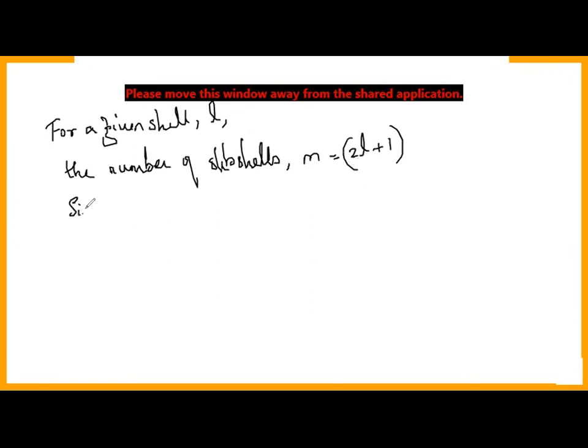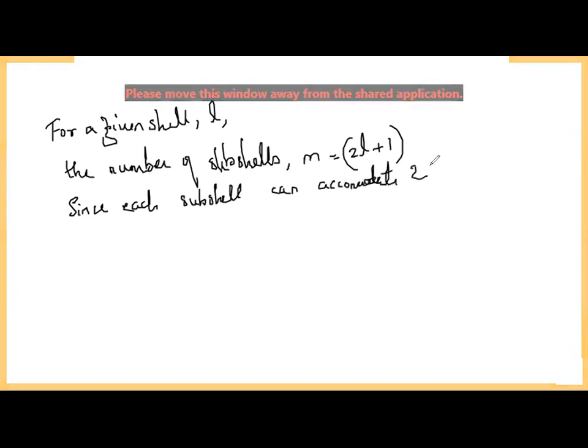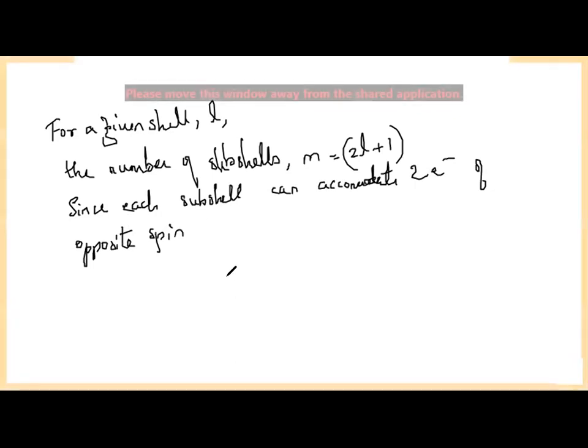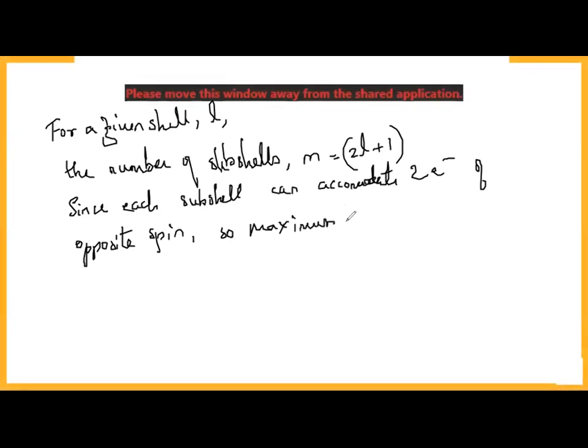Since each orbital can accommodate how many electrons? 2 electrons of opposite spin. Yes, both the electrons will have opposite spin. That is, spin quantum number will be different. So maximum number of electrons in a subshell is equal to 2 into 2L plus 1. So here it is 2 into 2L plus 1.